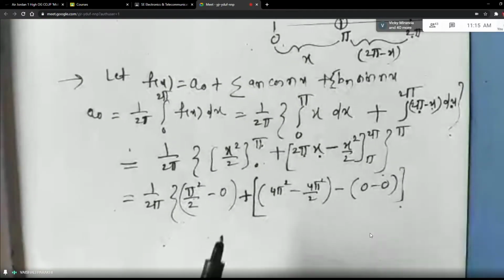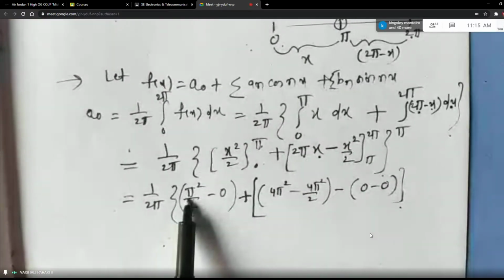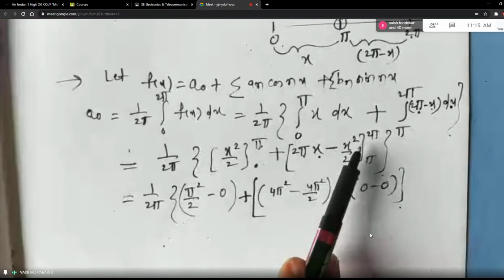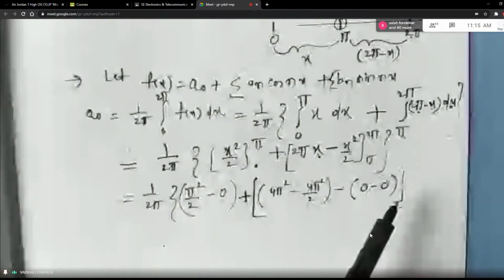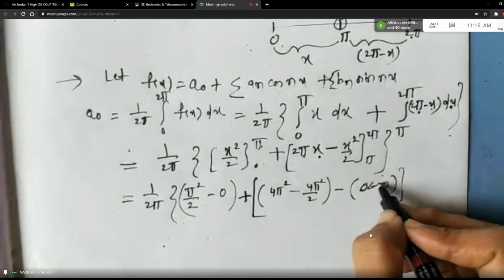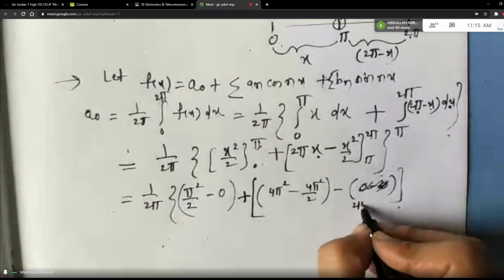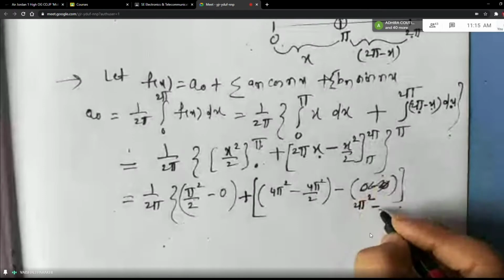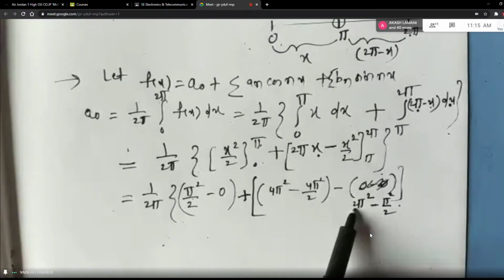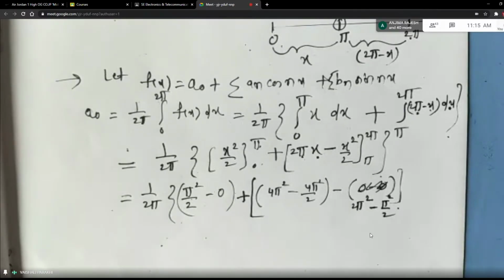So what I'm doing here, in the first bracket, I'm replacing x by upper limit and then I'm replacing x by 0. Second bracket also I've done the same thing, replace x by upper limit first and then lower limit, which is pi, right? So what will come in the lower limit here students? It is 2 pi square minus pi square by 2, right? Replace x by pi, so it will be 2 pi square minus pi square by 2, correct? Now simplify it further and see what we get finally.